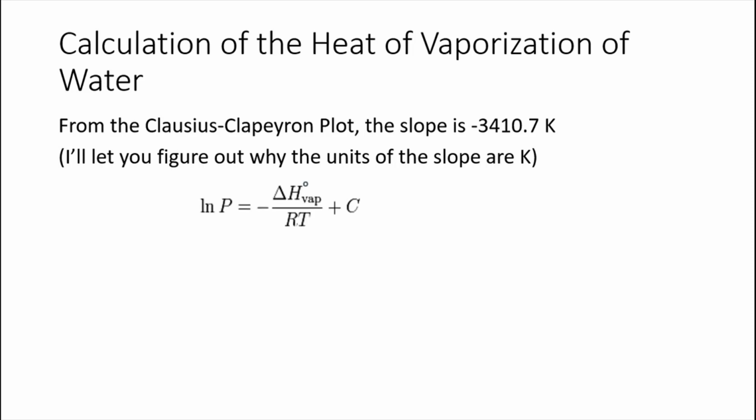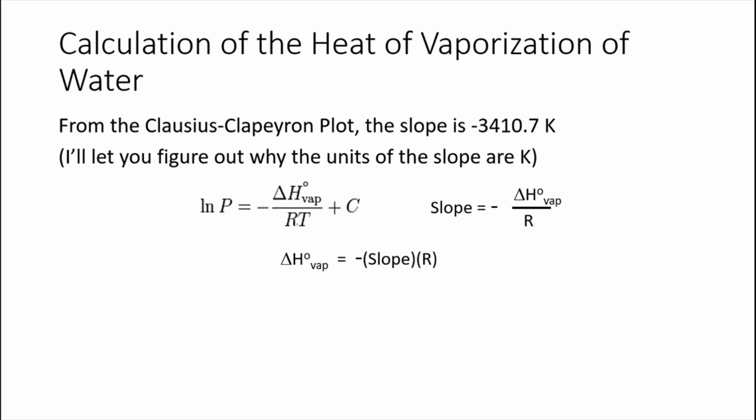So remember, the Clausius-Clapeyron equation relates the natural log of the vapor pressure to the reciprocal of the temperature. This has the format of a straight line for which the slope is minus delta HVAP over R. We are interested in calculating delta HVAP, right? So that would be, therefore, if we rearrange that equation, minus the slope times the value of R. Don't forget, the slope is minus 3410.7 Kelvin.